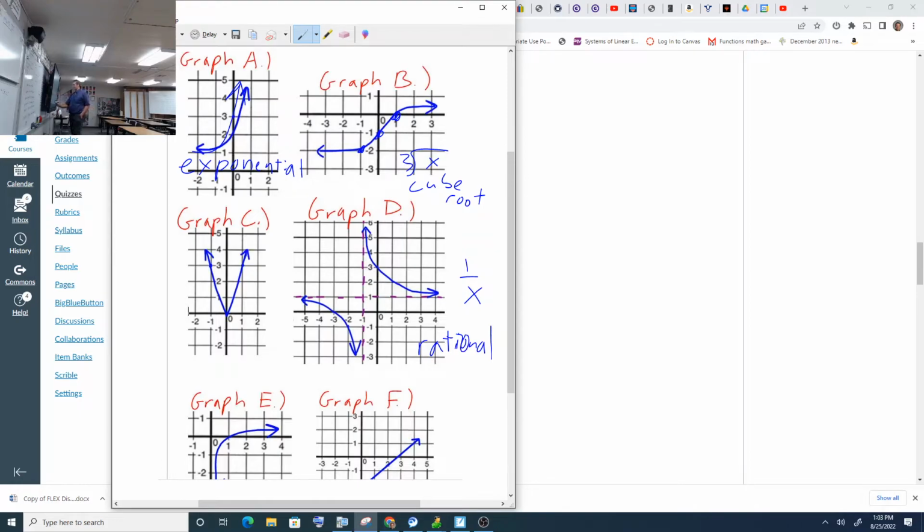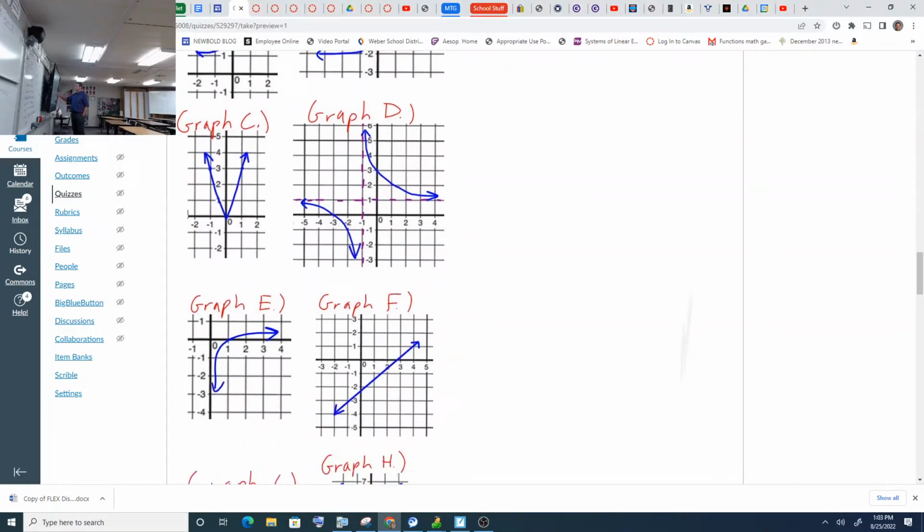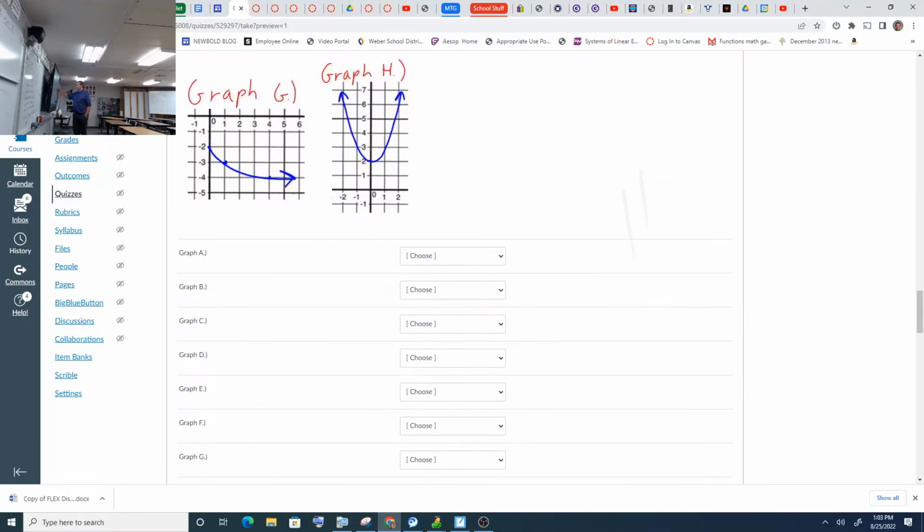Down here, it's growing, but it starts growing at a really slow rate. It slows down. It's slowly growing. And so we'll learn more about that in the future. So that's called a logarithm. And then graph F, I think, is just a straight line. And so that should be linear, right? So let's show you how to put some of those answers in there. So graph A, exponential. Graph B, cube root. Yeah, graph F is a line.